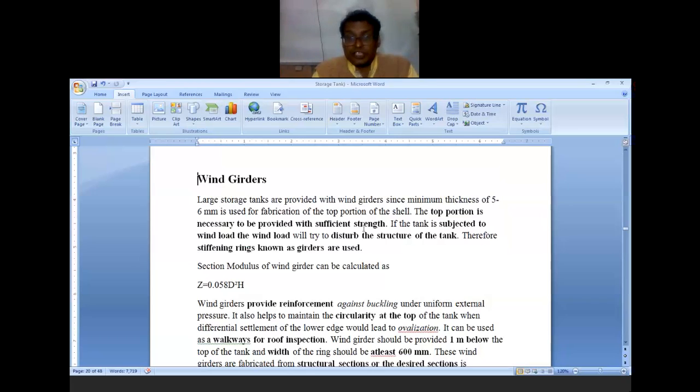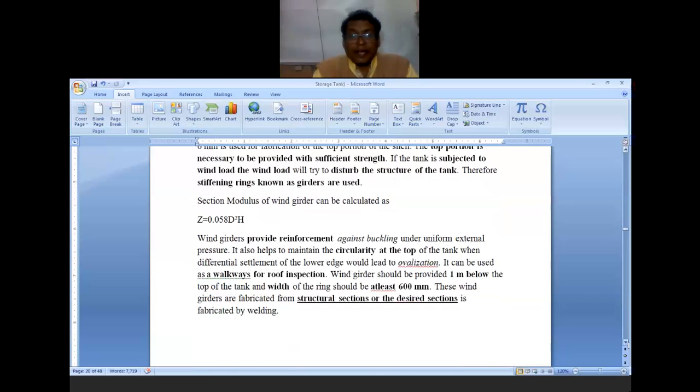And so, to prevent this deformation, I am going to provide this wind girder. That is, the top portion is necessary to be provided with sufficient strength. As it is subjected to the wind load, it will try to disturb the structure of the tank, and therefore the stiffening rings, which are known as the girders, are provided. Now, as they are provided, they will serve the purpose of a reinforcement against the buckling. That means against the deformation.